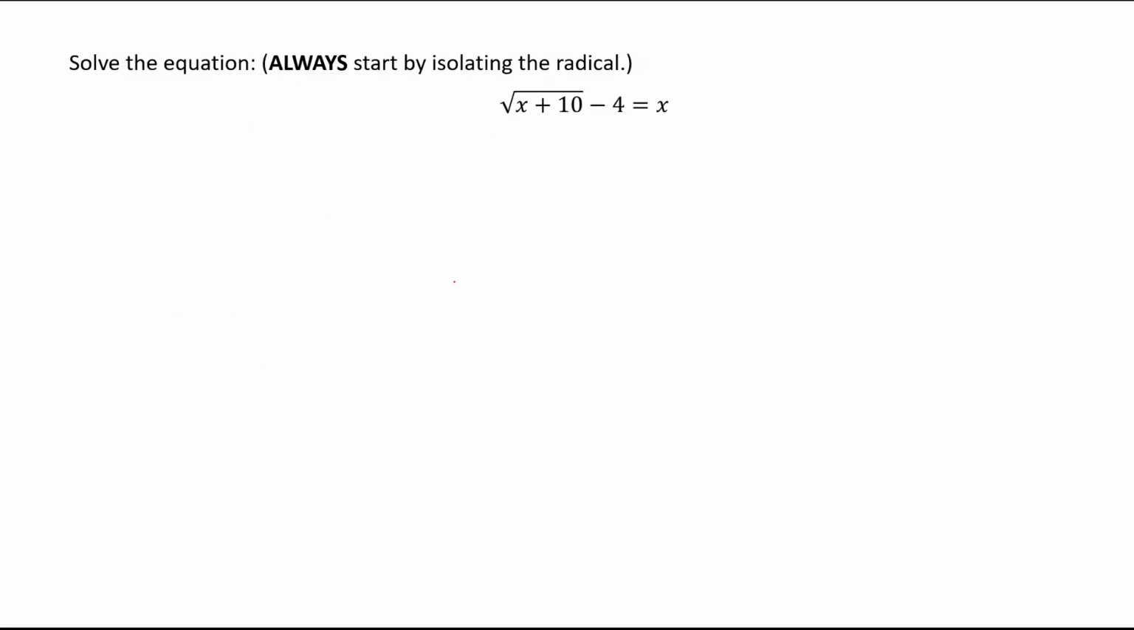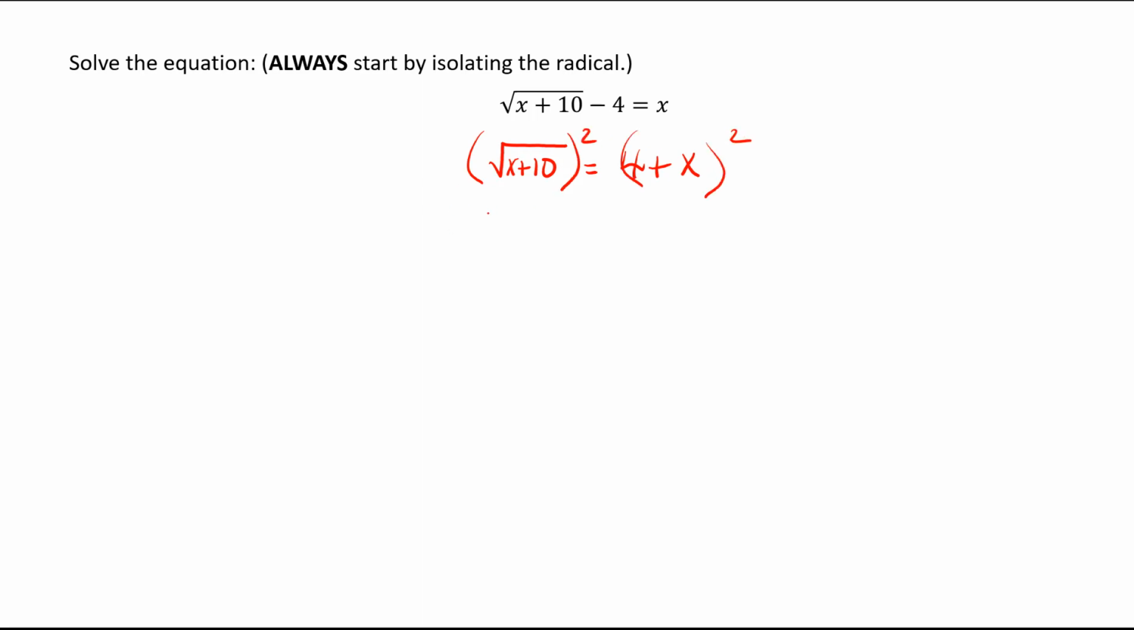All right, so solve this equation. The first thing you do is always start by isolating the radical. So you're going to get the radical all by itself, and you're going to add 4 to both sides, so you can do that. You'll have the square root of x plus 10 equals 4 plus x. Now you're going to square both sides.